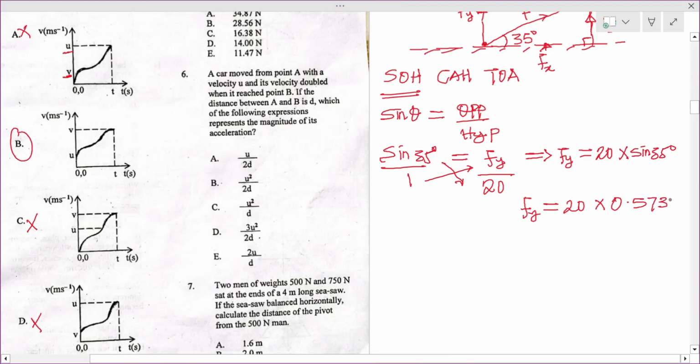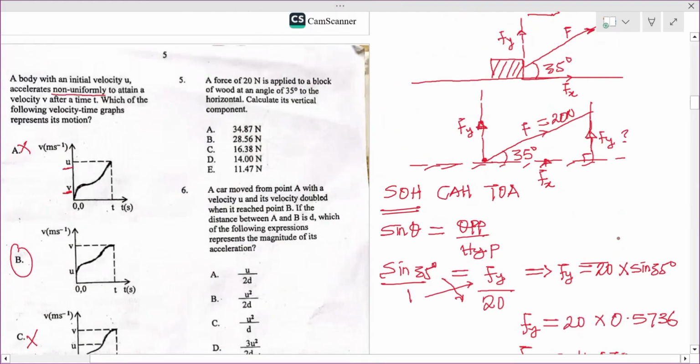0.5736. Now, finally, Fy will be equal to 0.5736 multiplied by 20, that will give us 11.47 Newton. So let's look at our options. From here, the correct option is option E. I hope this is understood.